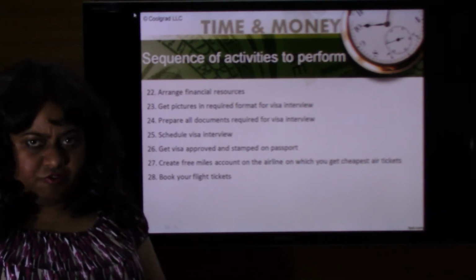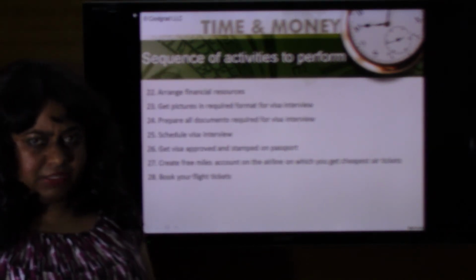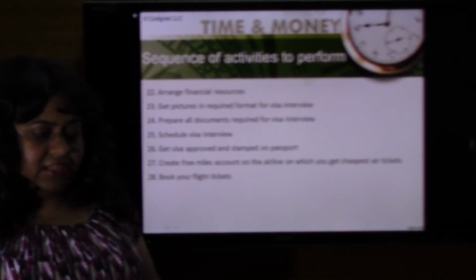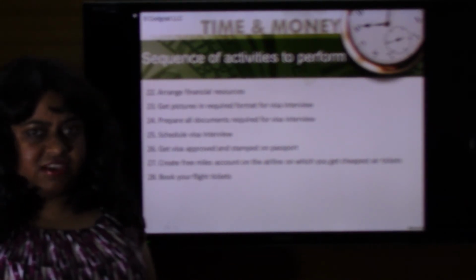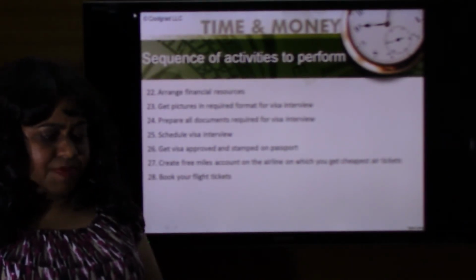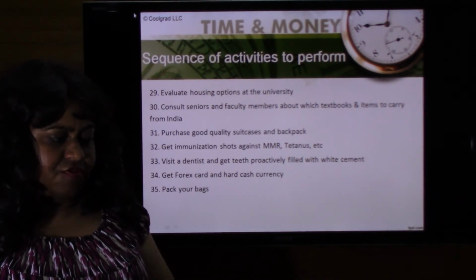Prepare all the documents required for your visa interview. And then schedule your visa interview online. Get your visa approved and stamped on the passport. And then create a free miles account on the airlines where you get the cheapest air tickets. Do your research, go to Expedia.com or your travel agent and book the cheapest air tickets. Book your flight tickets.